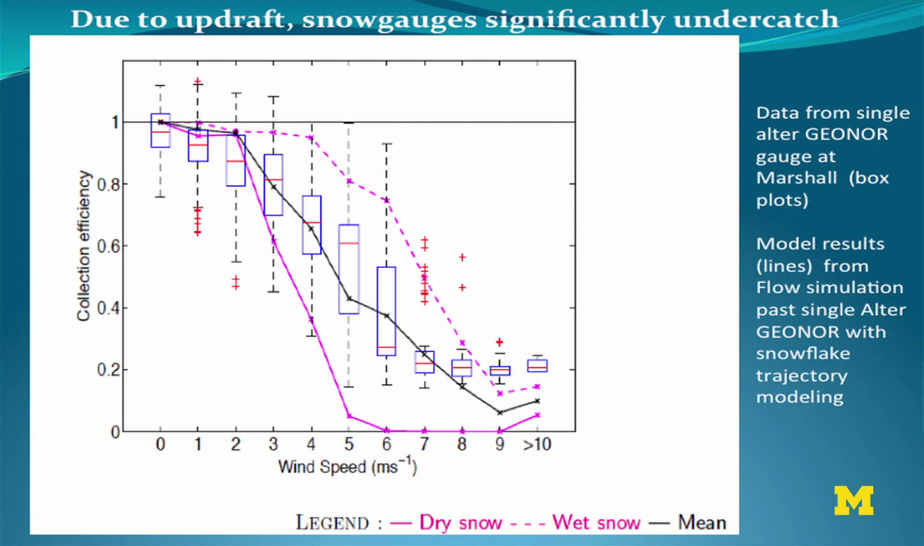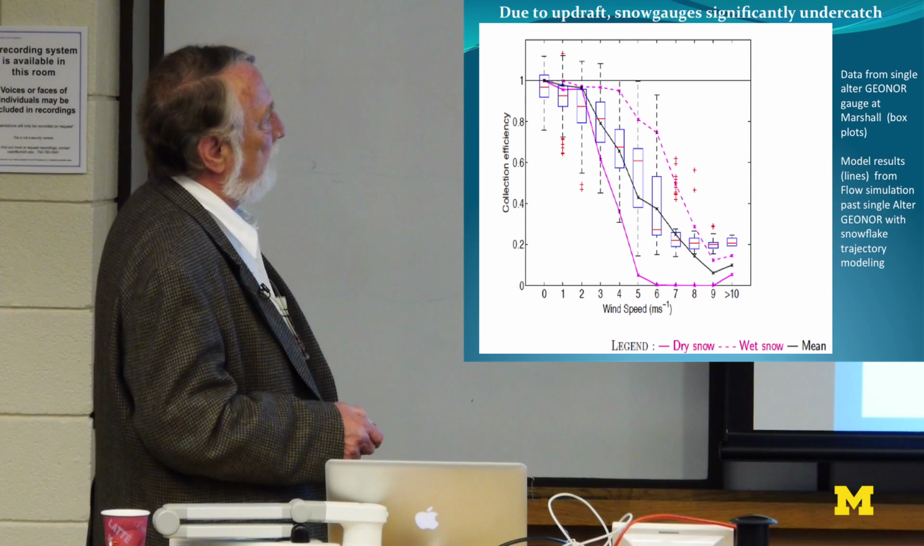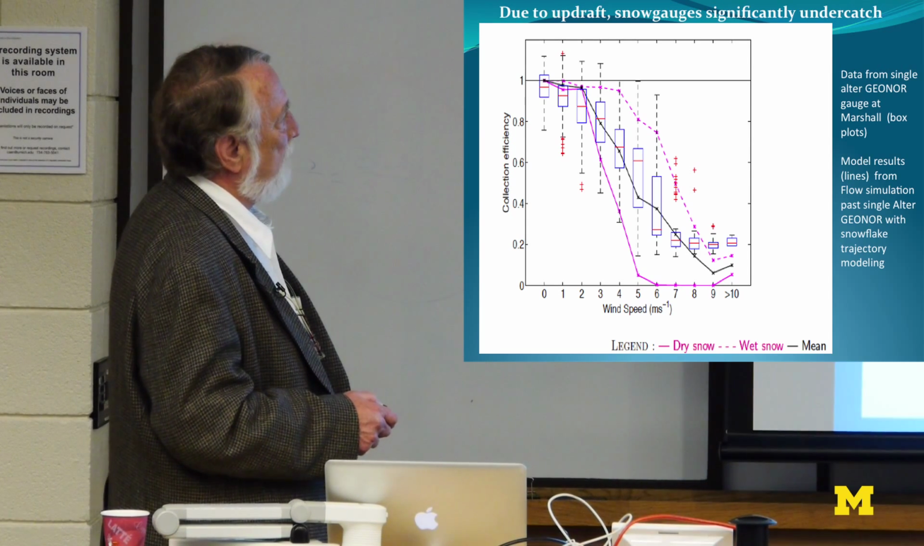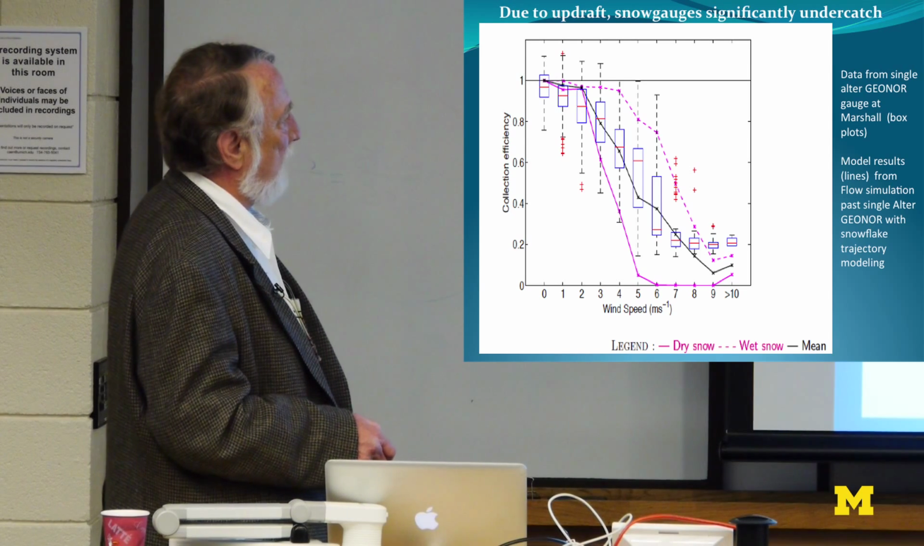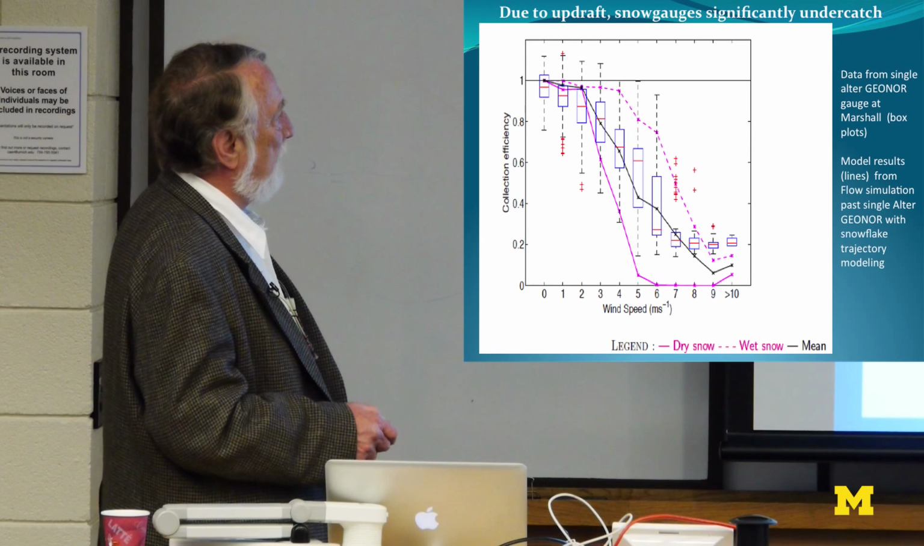And here's a good example. These are actually measured values. This is a collection efficiency with a gauge with a single Alter shield around it. And then we used a flow simulation model, and we did different types of snow crystals. In this case, this solid purple line is dry snow, and this dashed purple line is wet snow. And they sort of fall in between what we found.